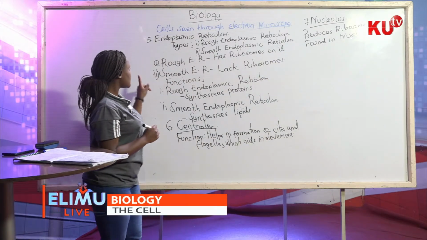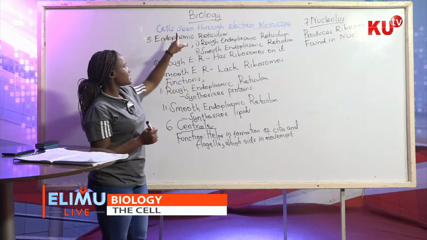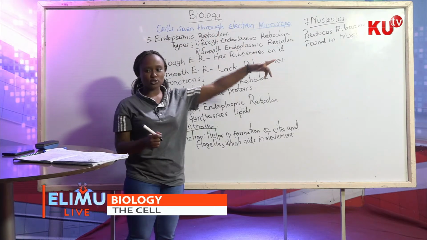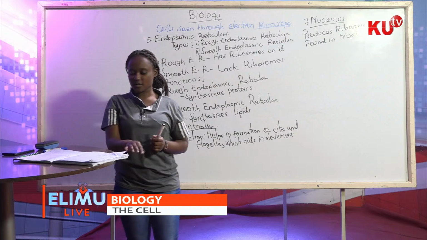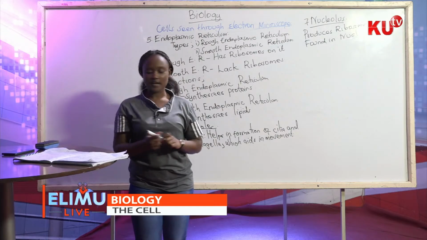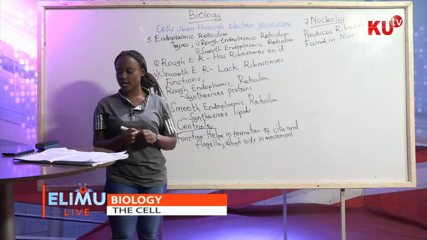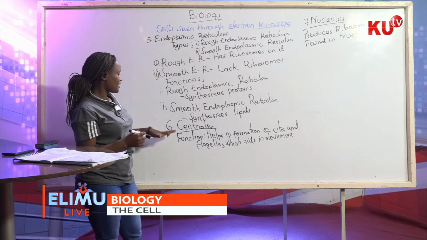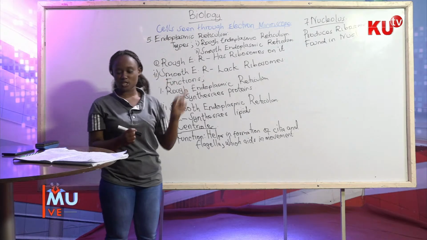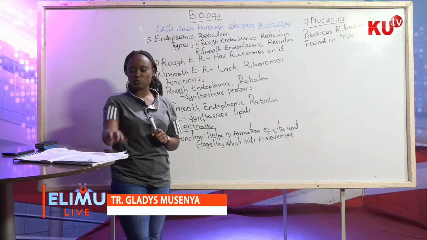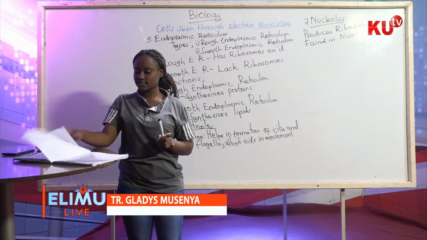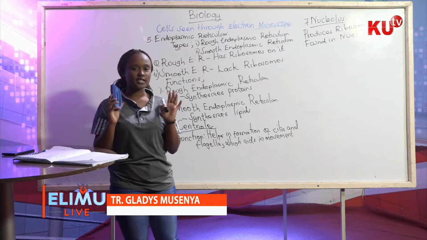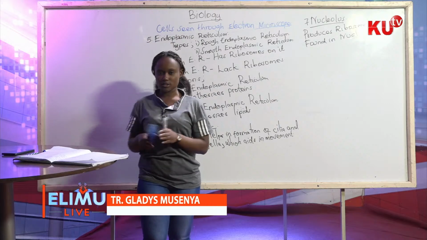We have 7 organelles seen through the electron microscope. We have the Golgi bodies, we have lysosome, mitochondria, we have ribosome, endoplasmic reticulum, and then we have the centriole and the nucleolus. Now let's go to the cells, the differences between the plant cells and the animal cells.